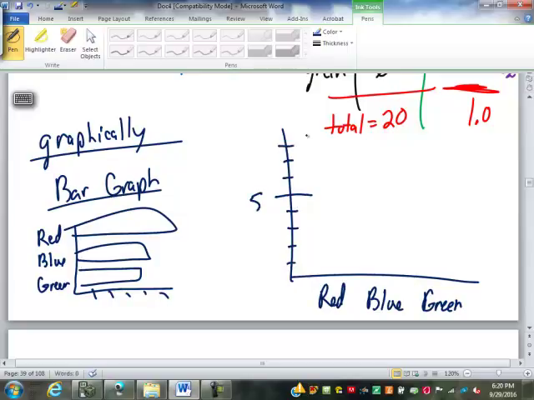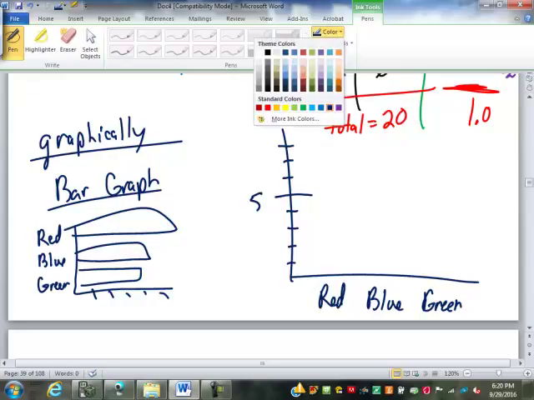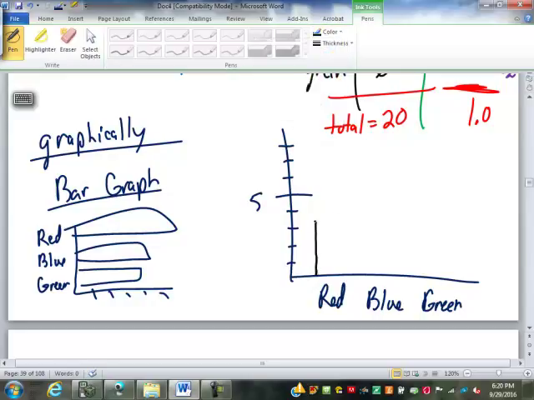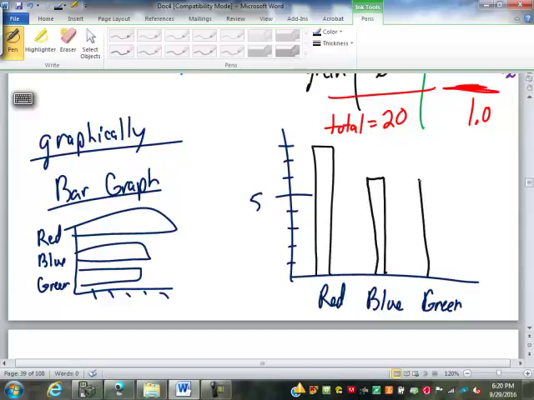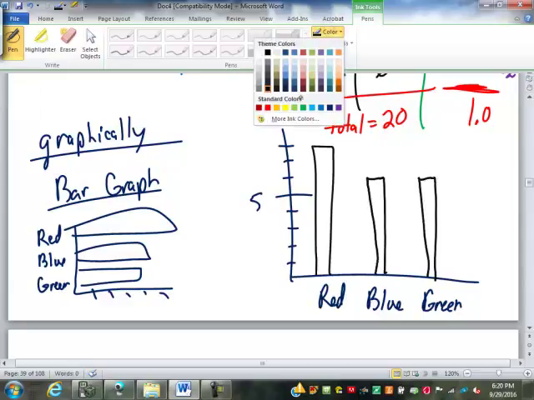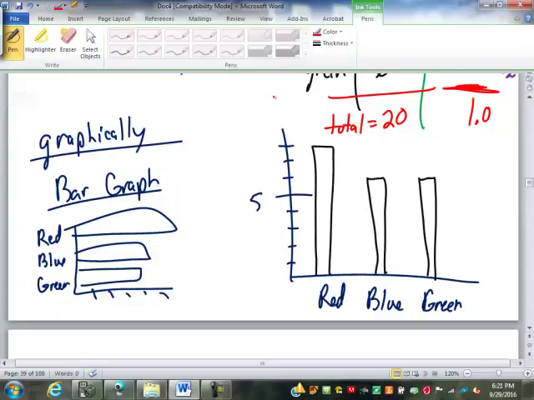I need to make sure my number scale goes up at least as high as the largest number. Then I can put my bars in here. Red was 8. Goes up to 8. Blue was 6. Green was 6. Now on this graph, even if there are 20 colors listed here, I can very quickly look at the graph and see which one's the tallest. So the graph is a lot quicker to find that largest or smallest value, or to compare to. I can see very quickly if I'm comparing the blue to green that they're the same size here.